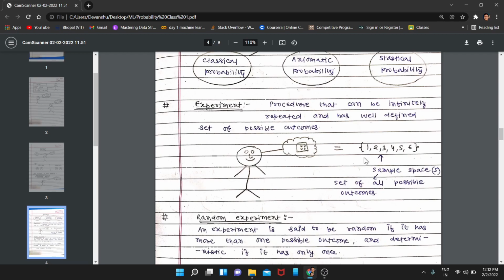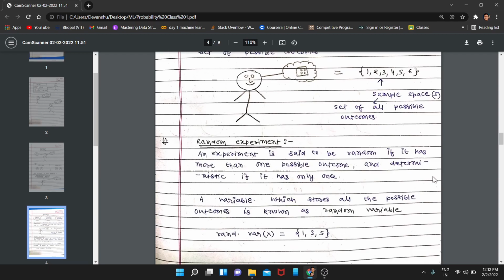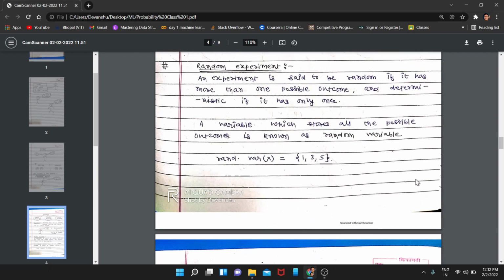And this is the sample space of an experiment, meaning the set of all possible outcomes, which is denoted by S. What is a random experiment? An experiment is said to be random if it has more than one possible outcome, and deterministic if it has only one. A variable which stores all the possible outcomes is known as a random variable.